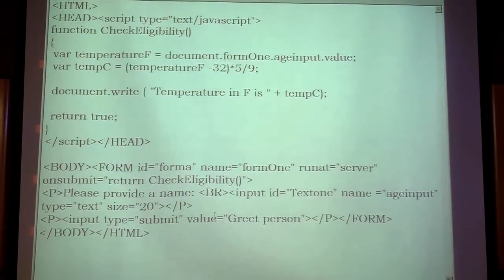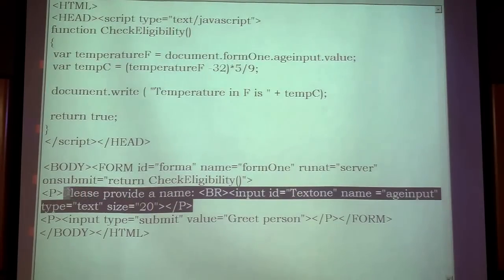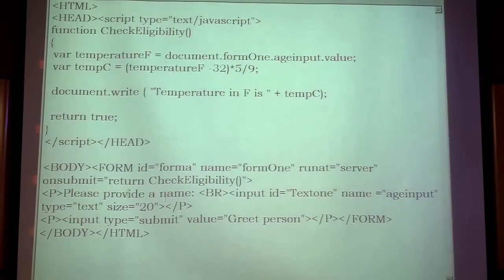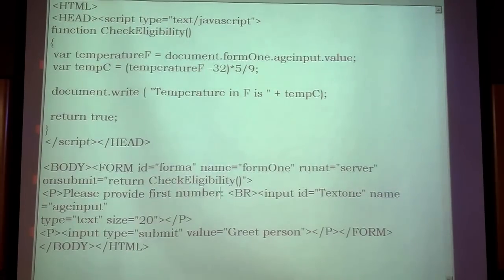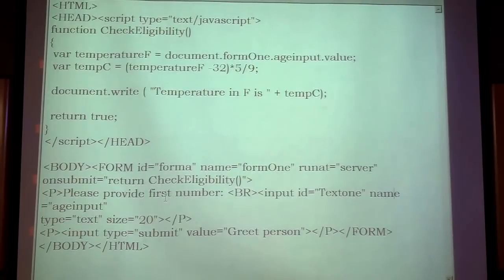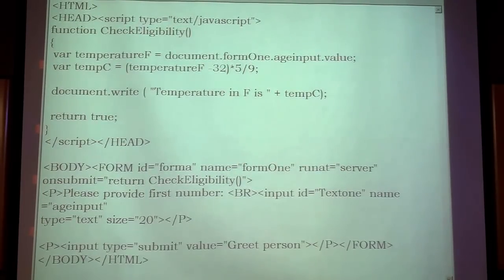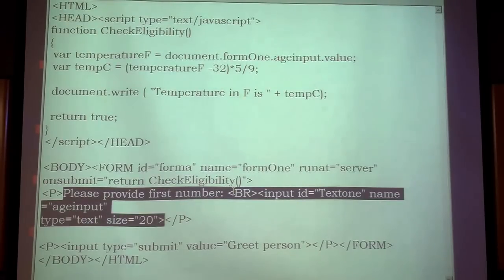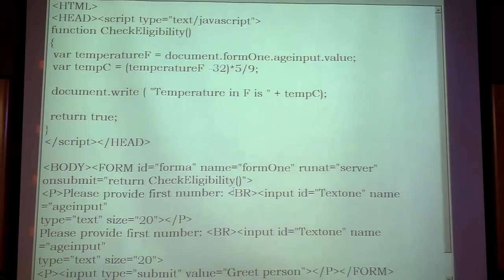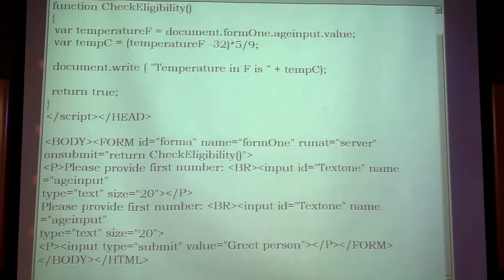This is the code. We have a text field here where the user can put any number. I'm saying please provide the first number. What I need to do next is provide another text field. I can simply copy the first text field and paste it here. So now I have two text fields.